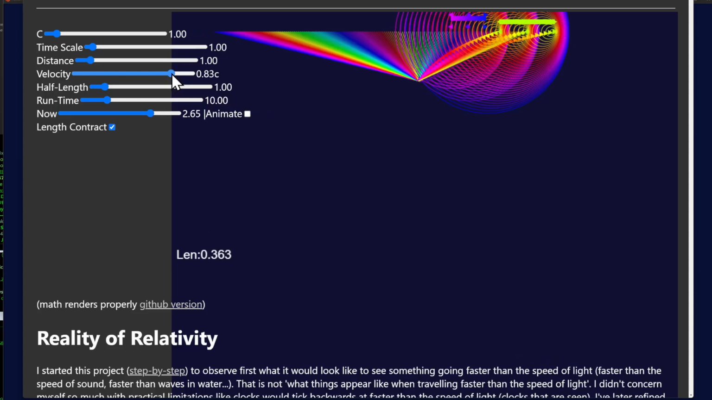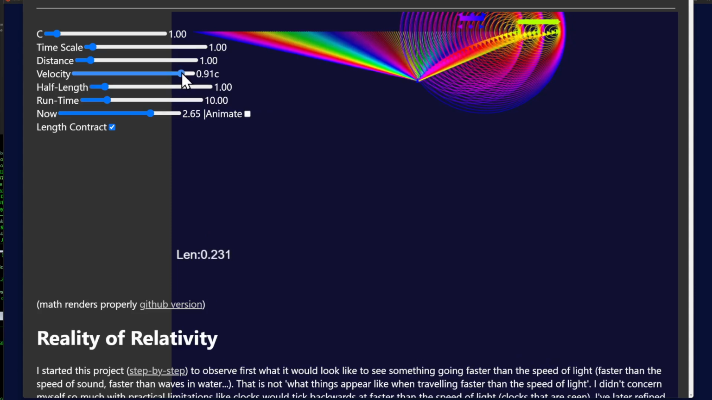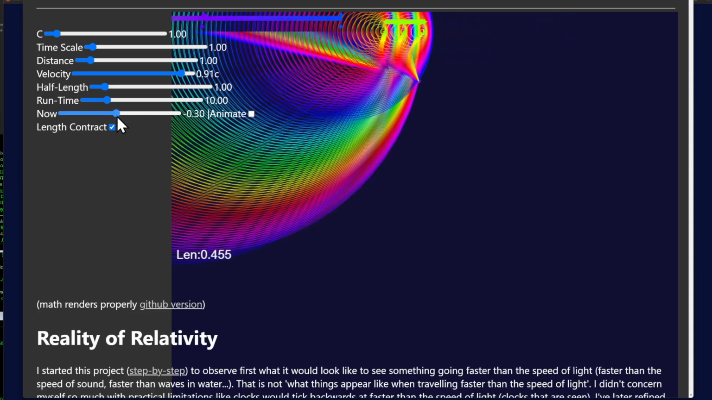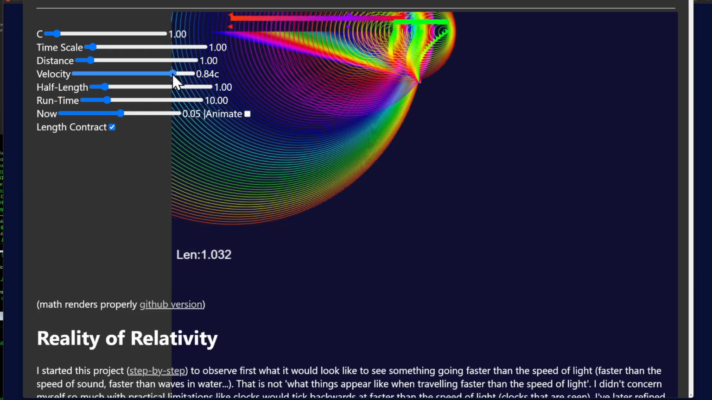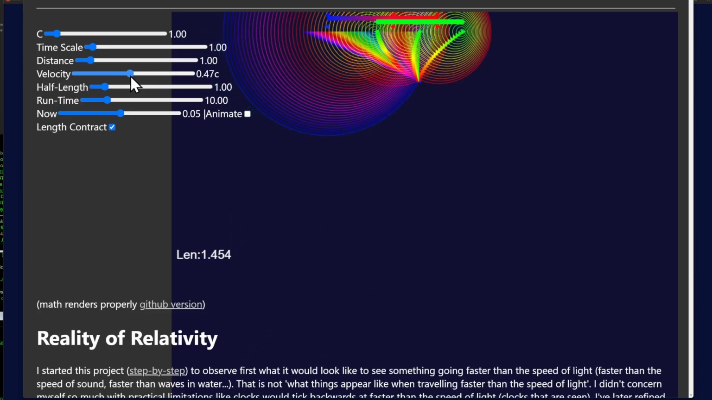But regardless, the ship you see passing you is shorter than when it's approaching. And approaching, it can be very, very elongated. Less so there, or appear elongated anyways.